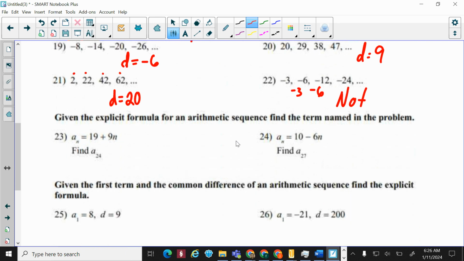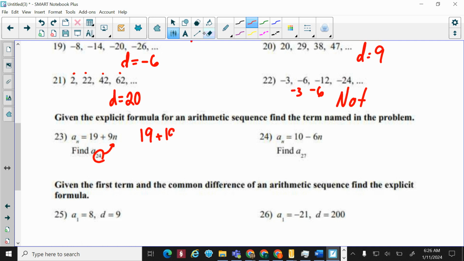All right, so now we're running into explicit formulas. We did this on Wednesday. So if you notice, the explicit formula is a little different than recursive. So if your explicit formula is this, and it asks you to find a of 24, remember this little 24 means it's the 24th term. What makes the explicit formula so easy is that you take 24 and just plug it in for n. So that's 19 plus 9.